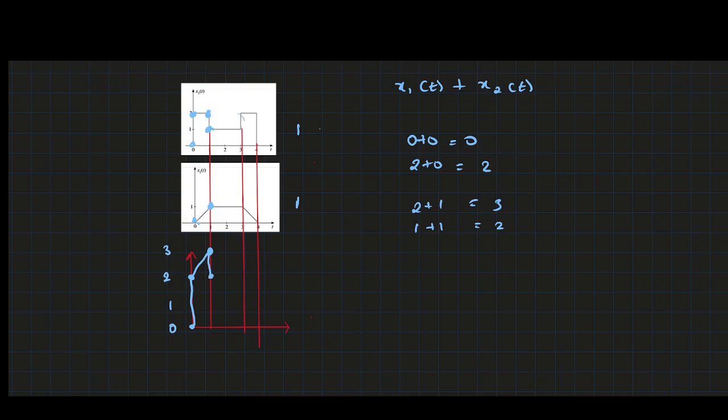Now at this point, what do we have? This is 1 and this is 1. So 1 plus 1 is equal to 2. So we're going to stay at that position of 2. The next change we have is at this point, which is 2. Here is still 1. So 2 plus 1 equals 3. So that's going to go up to 3.